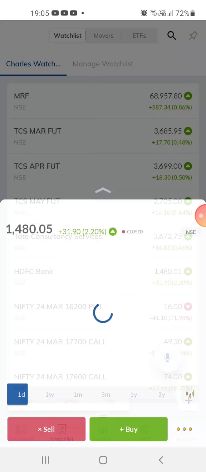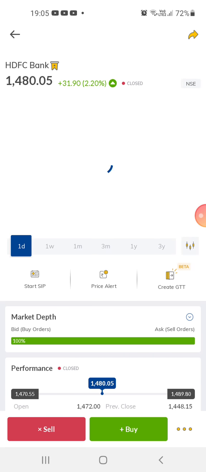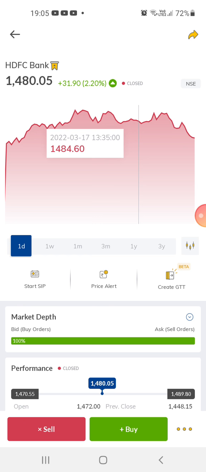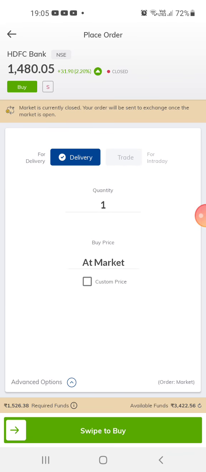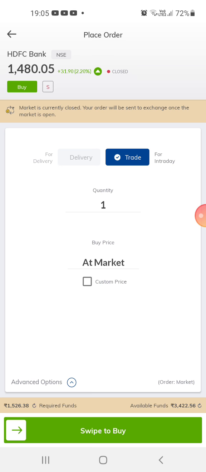Now this is the HDFC Bank. This is again intraday share trading. If you want to trade in HDFC, you buy the share. It's about 1,480 rupees. Suppose you want to take delivery, meaning you want to buy the share, it's about 1,526, and if you want to trade in the share during the day, it is about 296.